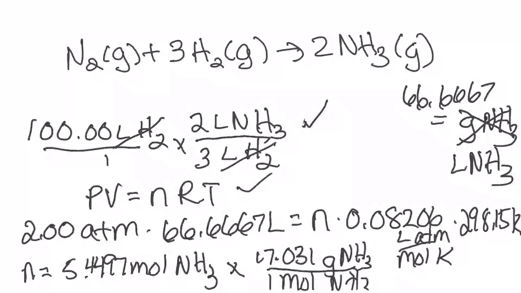So now I take my moles, multiply it by 17.031, that's the molar mass of ammonia, and then I get the answer of 92.8 grams of ammonia, which happens to be the answer given in the problem book. All right? So there you have it, a combination of unit analysis and PV equals nRT. We're going to try this problem once more to show you another approach that you might have done.